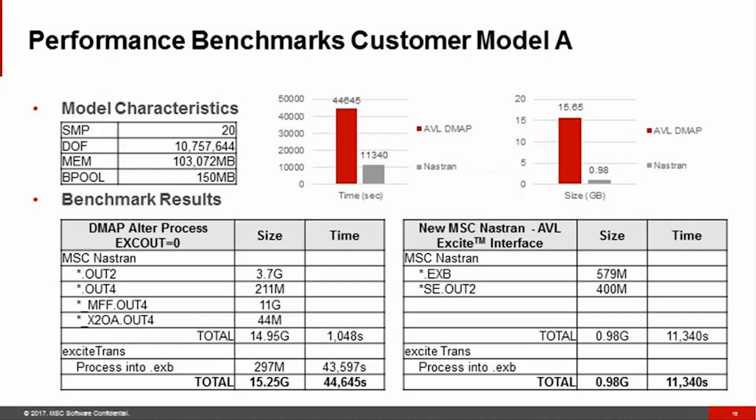So a lot of intermediate files were removed. We've noted where the 15 gigs come from on the left-hand side in the old DMAP alter workflow. In the right-hand table, you'll notice that the reliance on those intermediate files has been removed, and the total time and the file sizes are just really small. Really efficient way to interface the AVL Excite.